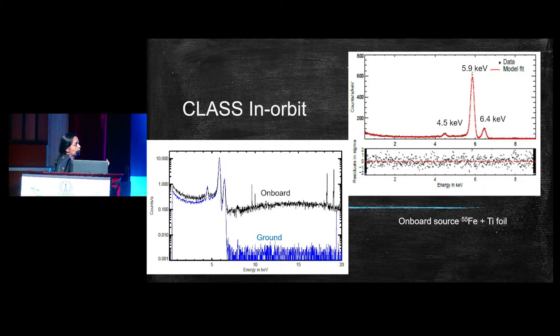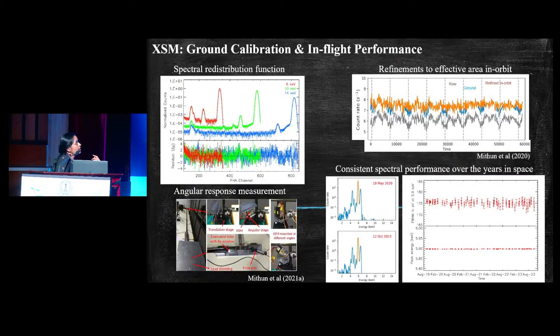And on using the onboard source, we validated the response metrics that we have. You have a very good match of modeling the onboard source spectrum. XSM also went through a very rigorous calibration phase, mostly done at RRCAT in Indore. And the refinements were done in orbit to the effective area, also compared with the GOES measurements. This is refinement, which is, again, always ongoing. Have a very good handle on the effective area now.